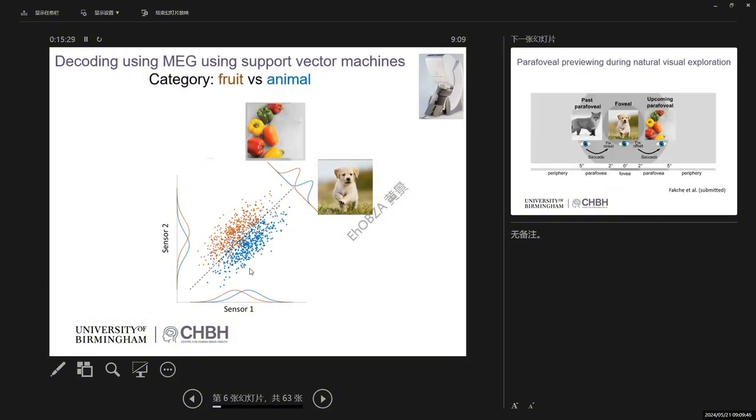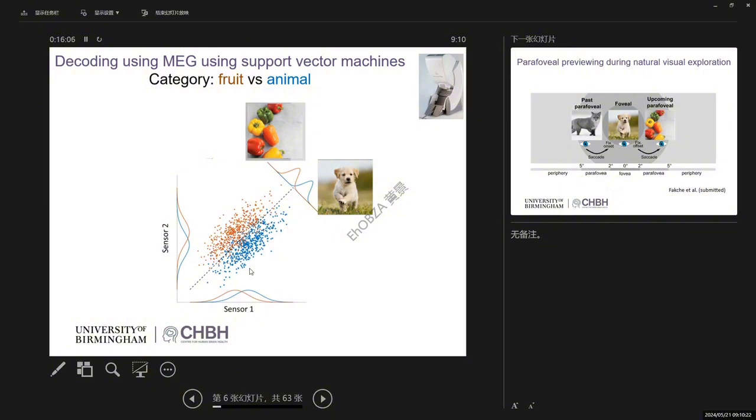We can do the same with category. So in this case, we can try to tell fruits from animals. And again, using our 306 sensors and a support vector machine, we can predict from the data whether people were looking at fruits versus animals. And we like to think that if that's possible, then we can derive the brain activity associated with semantic processing. So we have the tools for that, and there's been a lot of prior work showing that this is indeed possible.